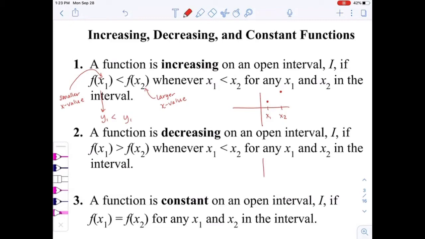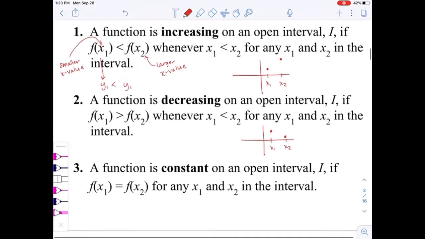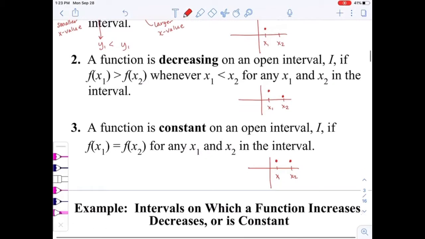So similar kind of concept, except if I plug in my x1 value and I have a point, and then I plug in an x2 value and it ends up less than it, that would mean your decreasing interval. And then for number 3, it says a function is constant on an open interval I if they are equal to each other for any of those x values that you'd plug in, meaning if we have an x1 and an x2, they're exactly at the same point up and down.